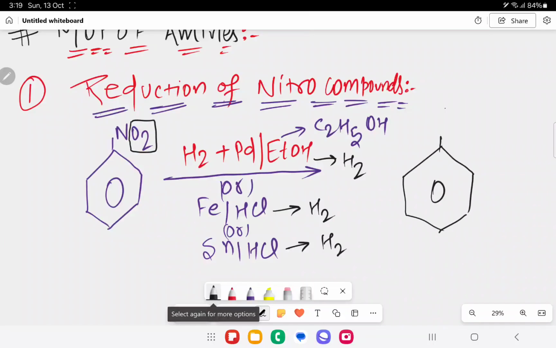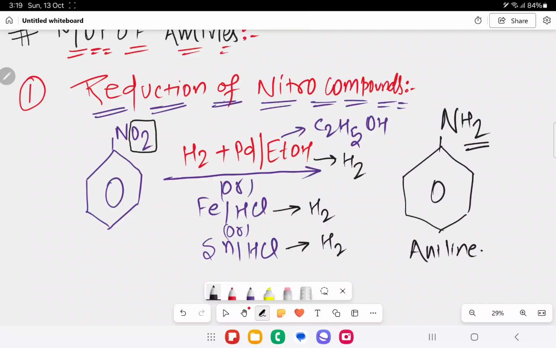And this is the first method of preparation of aniline. 2 hydrogen will come over here, nitrogen is as it is. It means this is the first method for the preparation of aniline, and that is known as reduction of nitro compound.